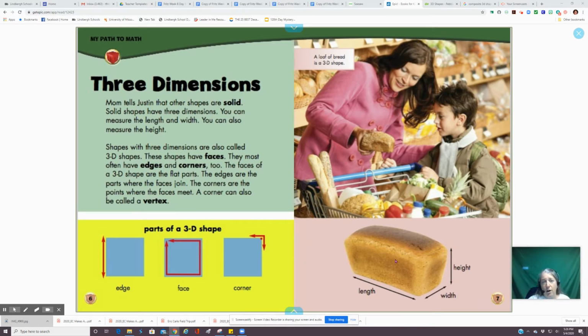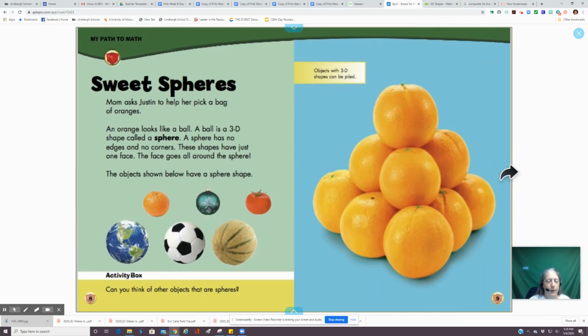And then there are some things that are 3D shapes in real life, of course, like this loaf of bread. A loaf of bread has a 3D shape. Sweet spheres. A sphere is like a ball. Mom asks Justin to help her pick a bag of oranges. An orange looks like a ball. A ball is a 3D shape called a sphere.